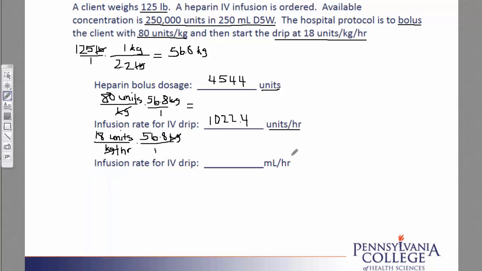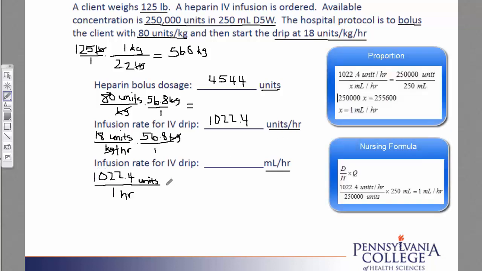The next part of the problem also is talking about the IV drip. This time it asks us to convert the IV drip into milliliters per hour. We're going to use our answer to the previous part as our starting point. In order to convert this to milliliters per hour, we need to use the fluid that will be infusing through the IV bag. We've underlined this information in the problem.